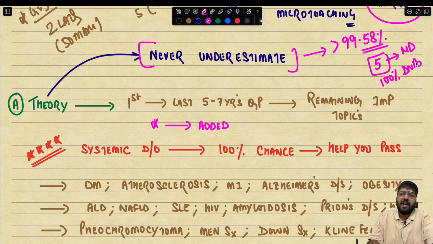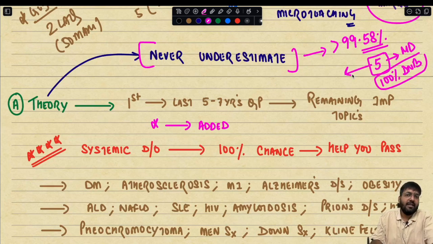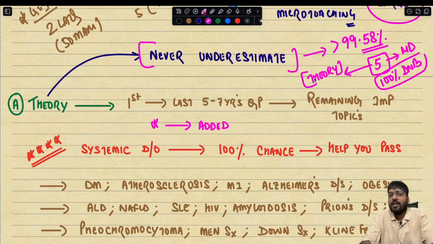But having said that, the proportion of DNB students enrolled with us was far less compared to MD students. For example, approximately 10 to 15% students are DNB, whereas 80 to 85% are MD students, and approximately 5 of them failed the exam. And to be very honest, all these 5 residents failed because of their theory. Everyone passed the practical, but they failed in the theory. So remember, theory is most important.